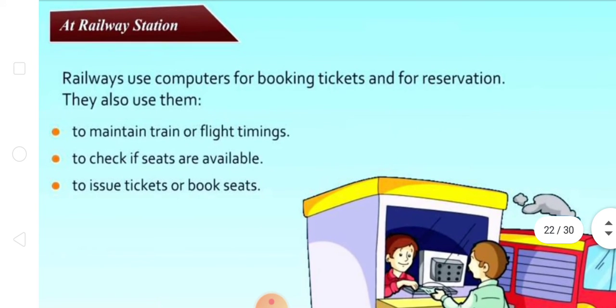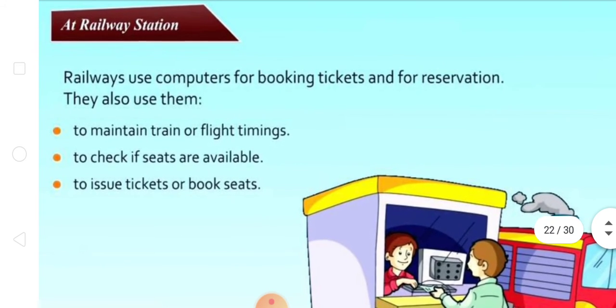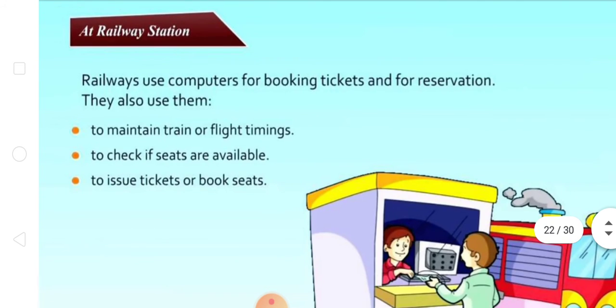At the railway station, you may see here, use of computers for booking tickets, for reservation. They are also used to maintain the train or flight times, to check if seats are available or not, to issue tickets or book seats, etc.